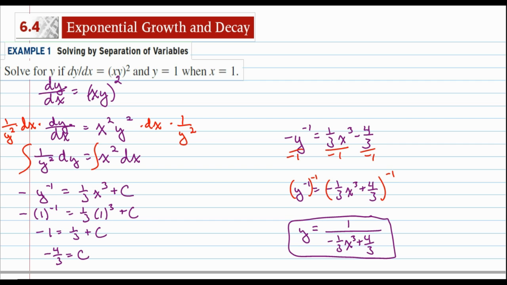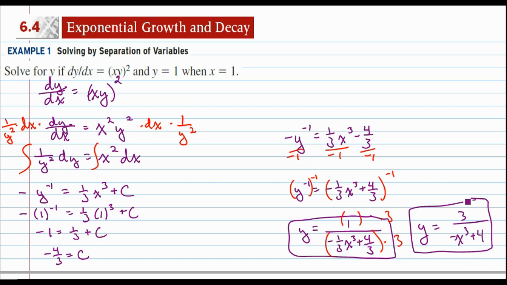Now you could go ahead and multiply through by 3 over 3, and get a new expression for this, y equals 3 over negative x cubed plus 4, which is a little bit simpler to deal with, but it just depends on what your multiple choice answer is or what would suit your needs best.